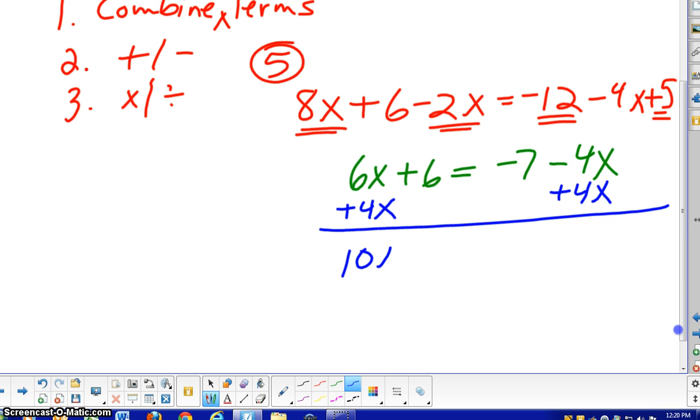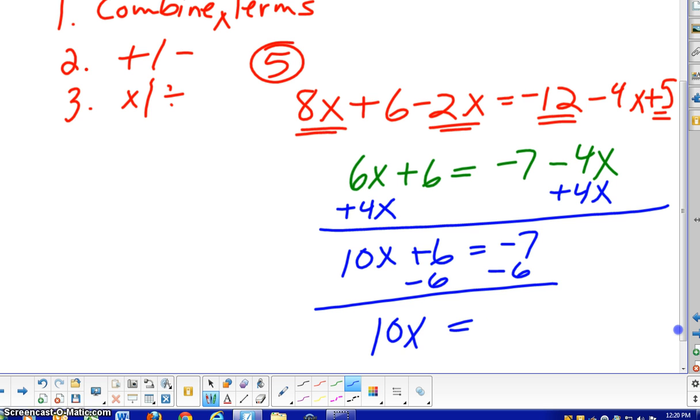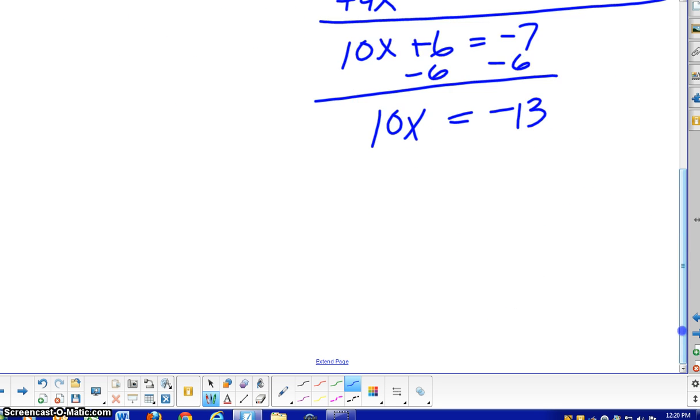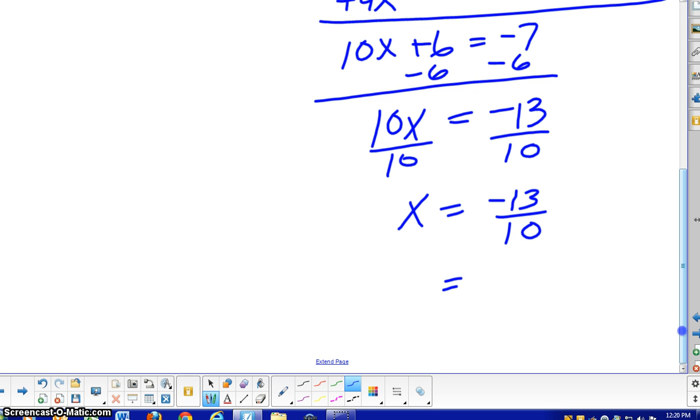So we get 10x plus 6 equals negative 7. And then after that step, we're going to take negative 6 to both sides, and we get 10x equals negative 13. On this one, the last step is going to be to divide both sides by 10. Negative 13 over 10, that's as far as it reduces. If you want to put it in decimal form, you could do that as well. So negative 1.3 would work there.